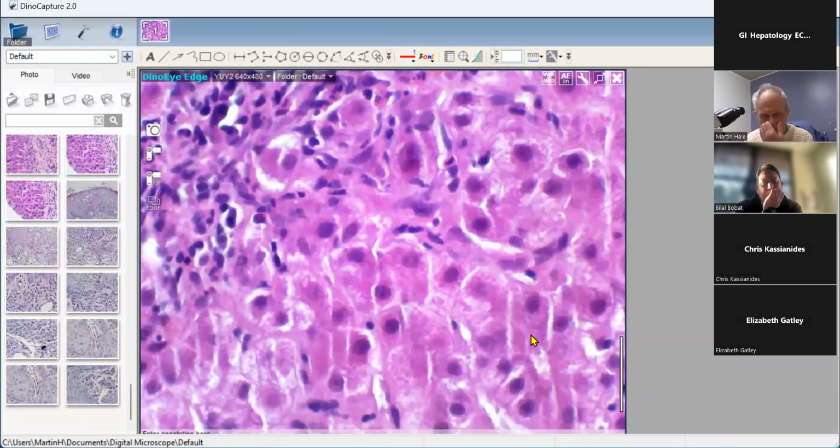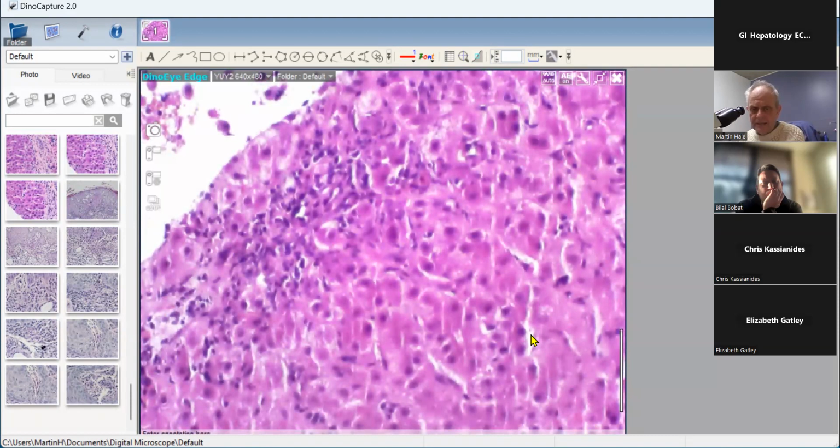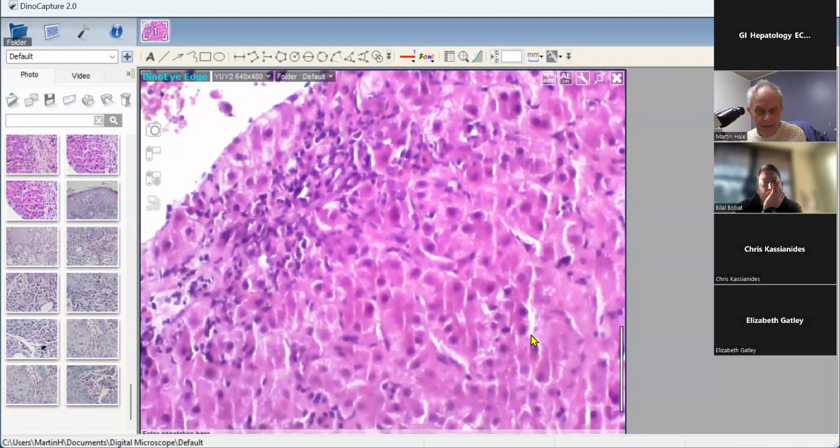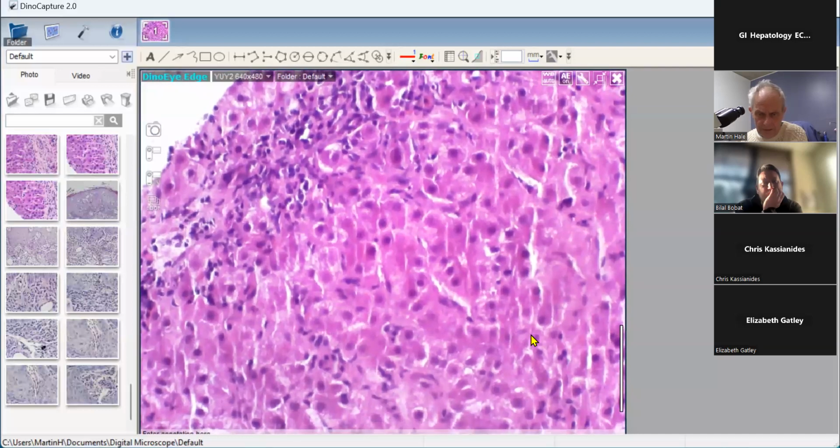So in this particular instance, we have a liver biopsy which is showing plasma cells and neutrophils. So what do we do next? Well, the next thing, obviously, is to go through the rest of the biopsy and decide whether there are any other stigmata of ethanol.